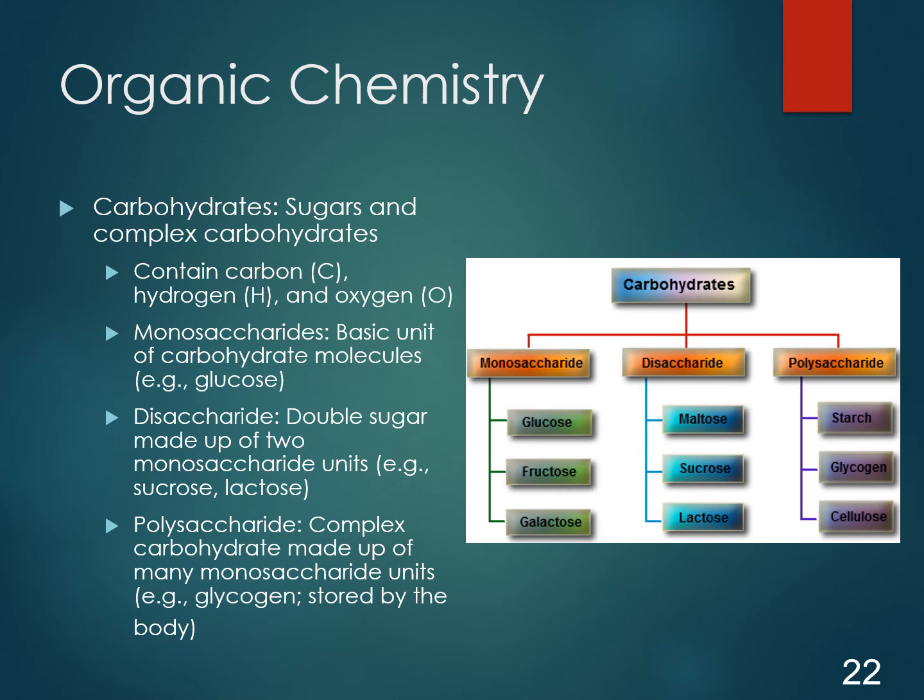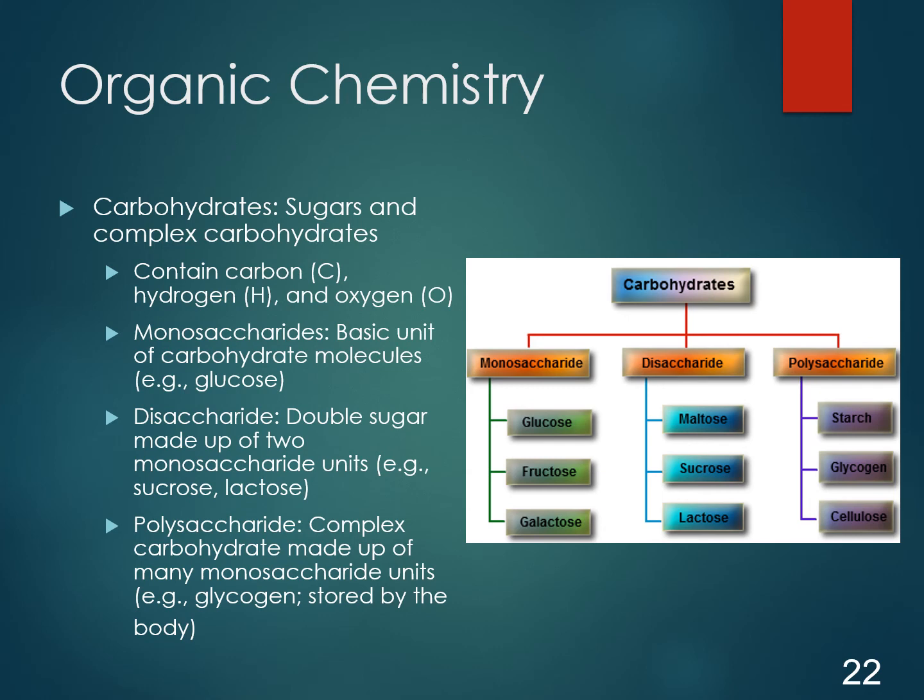Now, the simplest sugar is referred to as a monosaccharide, and it's the source of energy that's used by our cells. Examples would be glucose, galactose, and fructose.